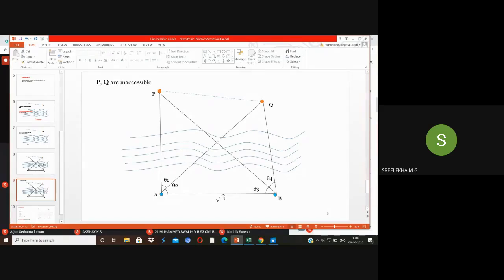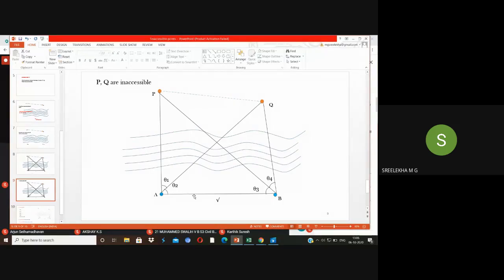So you are using which clamp? It's the upper clamp only. And then you'll have to direct towards the point A by means of your lower clamp. Once you're sighted exactly on the point A, your angular reading should be 0 degree.